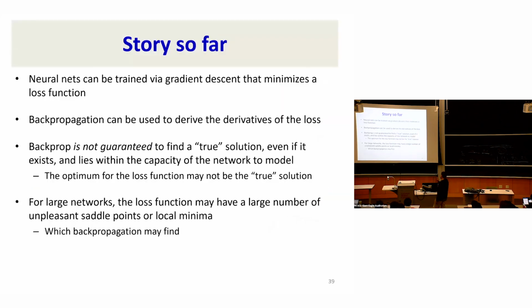So what we've seen so far is that neural nets can be trained via gradient descent, where backprop is used to derive the derivatives. Backprop is not guaranteed to find a true solution, even if it exists and lies within the capacity of the network to model, because the optimum for the loss function may not be at the true solution. The true solution being your ideal classifier, right? And for large networks, the loss function may have a very large number of unpleasant saddle points or local minima, which backprop might just end up stuck in.